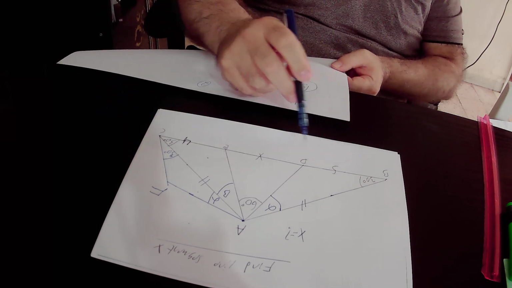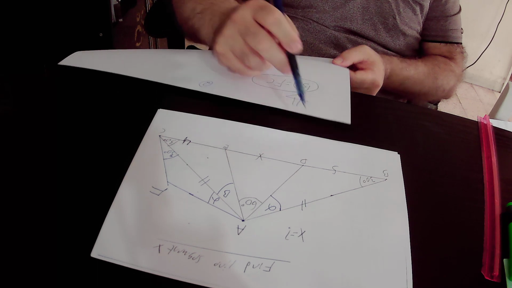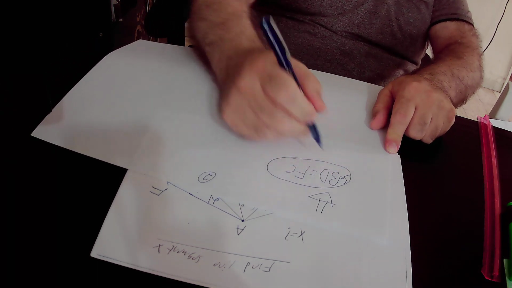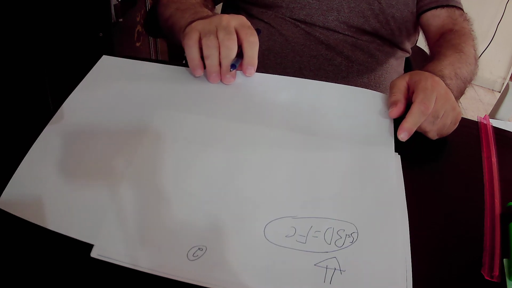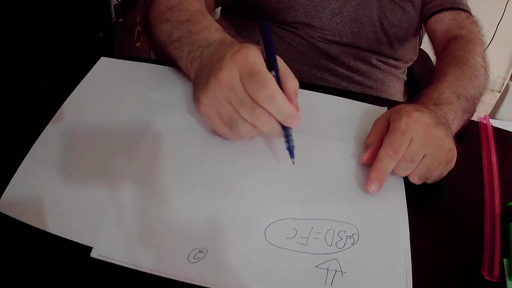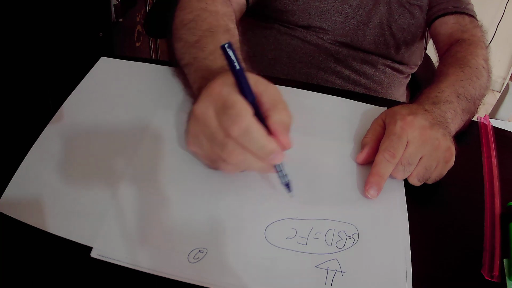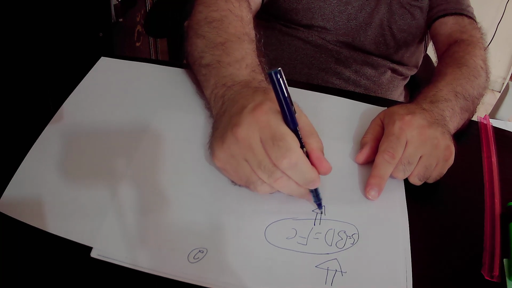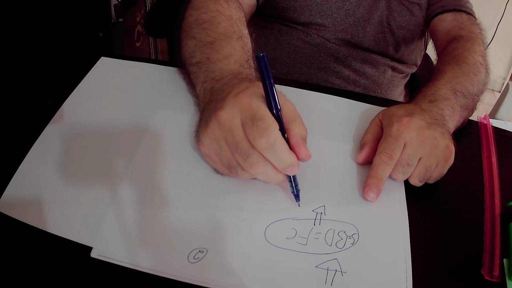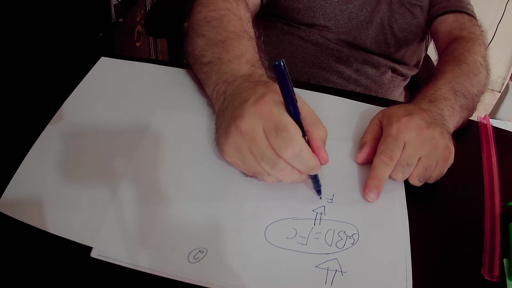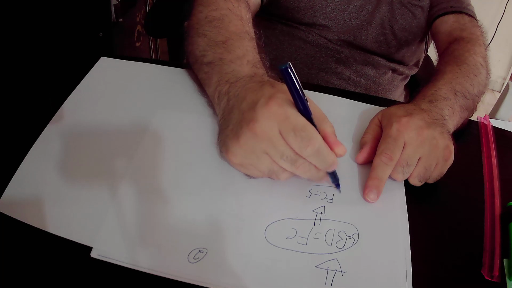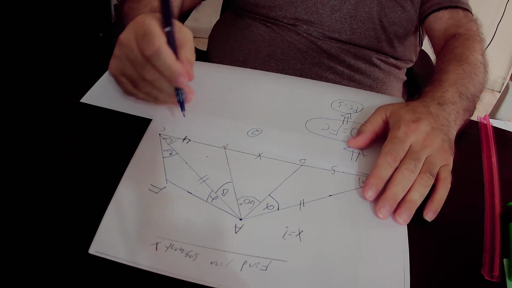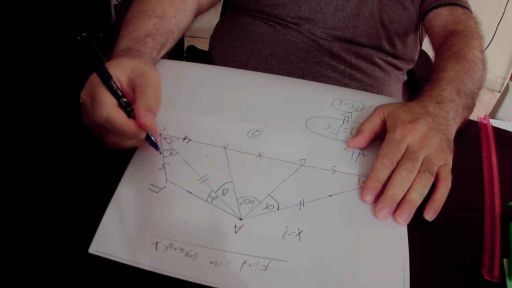But according to what is given in the question, BD equals 5 units. So we can write here that BD equals 5 units. And from this equation, 5 equals BD equals FC, we derive that FC is also equal to 5 units. So I can write here that FC equals 5 units.